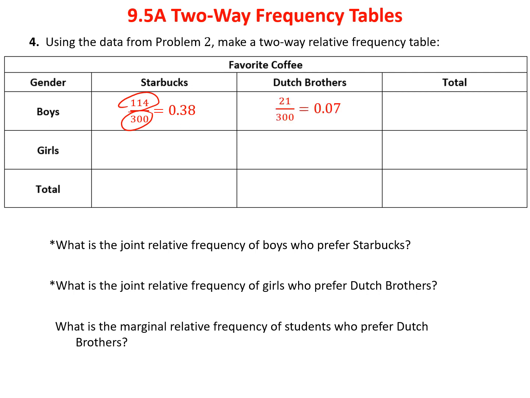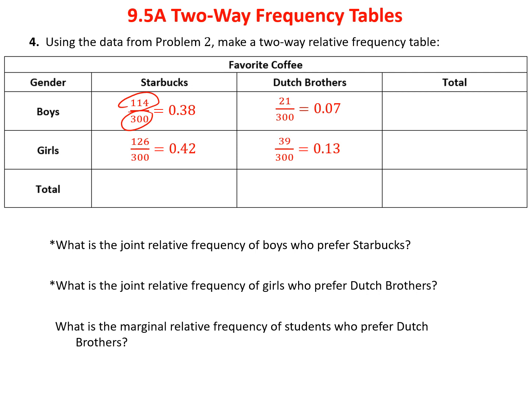There were 21 boys that liked Dutch Brothers, so 21 divided by the grand total 300, 7% of the total were boys who liked Dutch Brothers. Girls, 126 girls liked Starbucks. Out of the total number surveyed, 300, that makes 42%. And finally, 39 girls like Dutch Brothers, 39 out of 300, 13%.